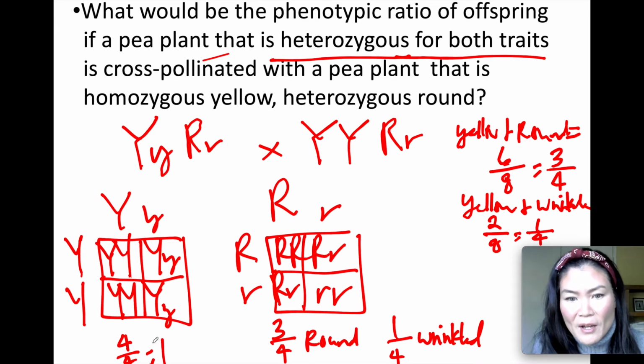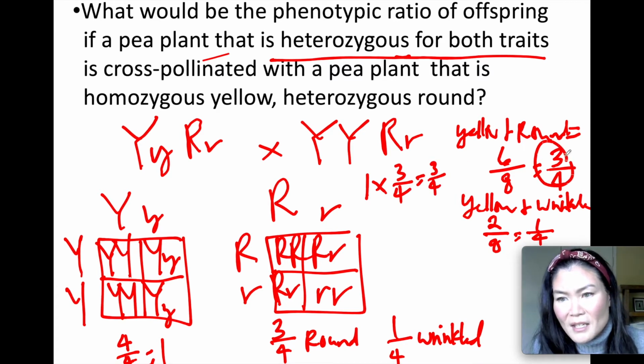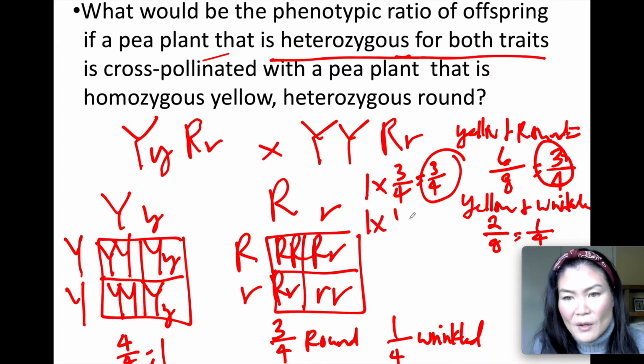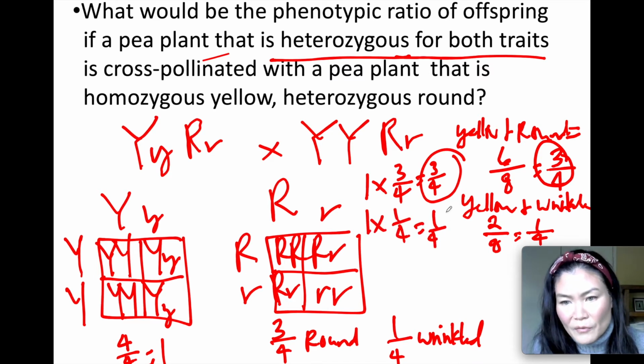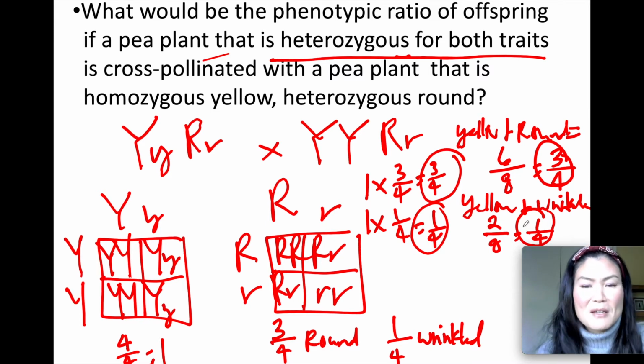So yellow and round is 1 times 3/4 for round, which gives us 3/4. Isn't that what we got? We did. Our answers match up. Okay, and then yellow and wrinkled. I see yellow and wrinkled. It's going to be 1 times 1/4 for wrinkled, 1/4. Answers match up. Okay, wasn't that a lot easier? That was a lot easier, right? Than doing the whole big Punnett square.